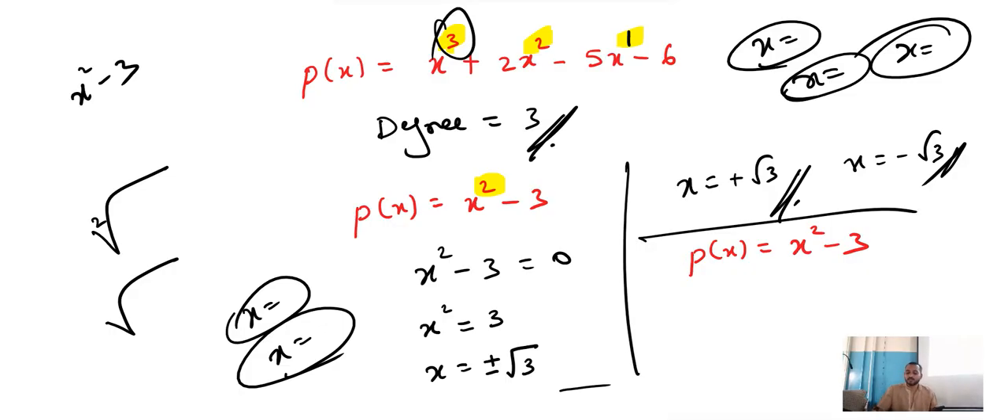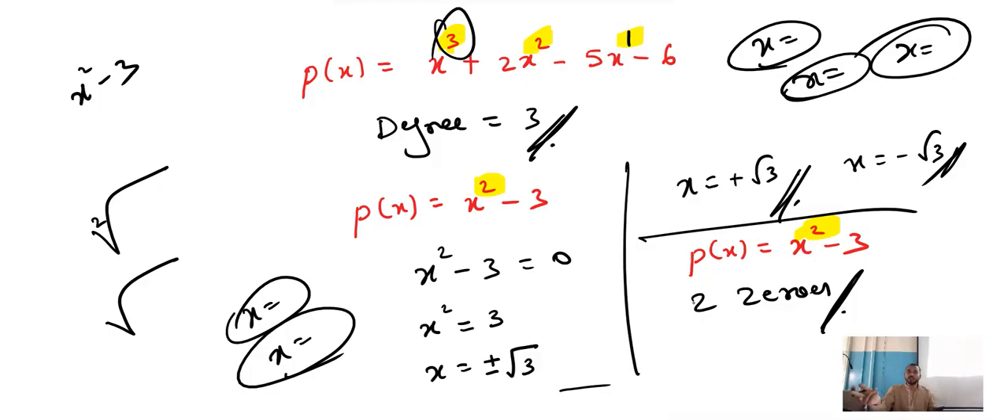What is the highest power? 2. Highest power 2, then we get 2 zeros. What is the answer? 2 zeros. That's the whole answer. Most of them will not read the question properly. They will write x equals plus or minus root 3. They are not asking for plus or minus root 3. They are asking how many zeros. How many zeros are there in this? 2 zeros.